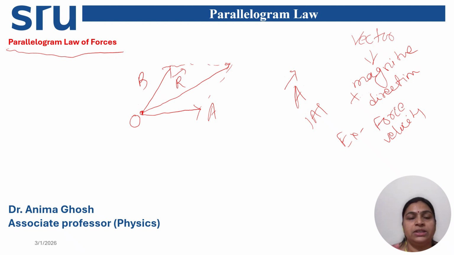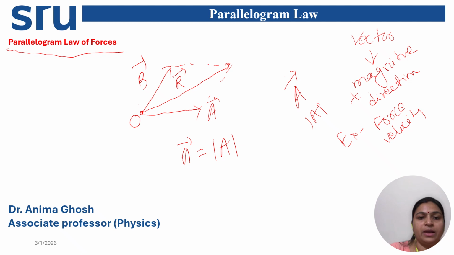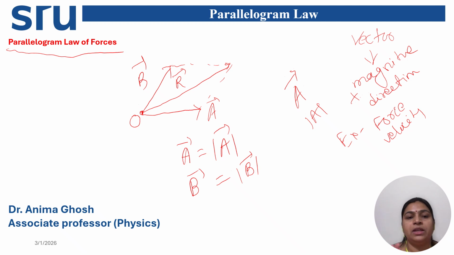The magnitude of vector A we write as A, and the magnitude of vector B we can write as B. And if the angle between them is theta, then we can easily find out the resultant of these two vectors.